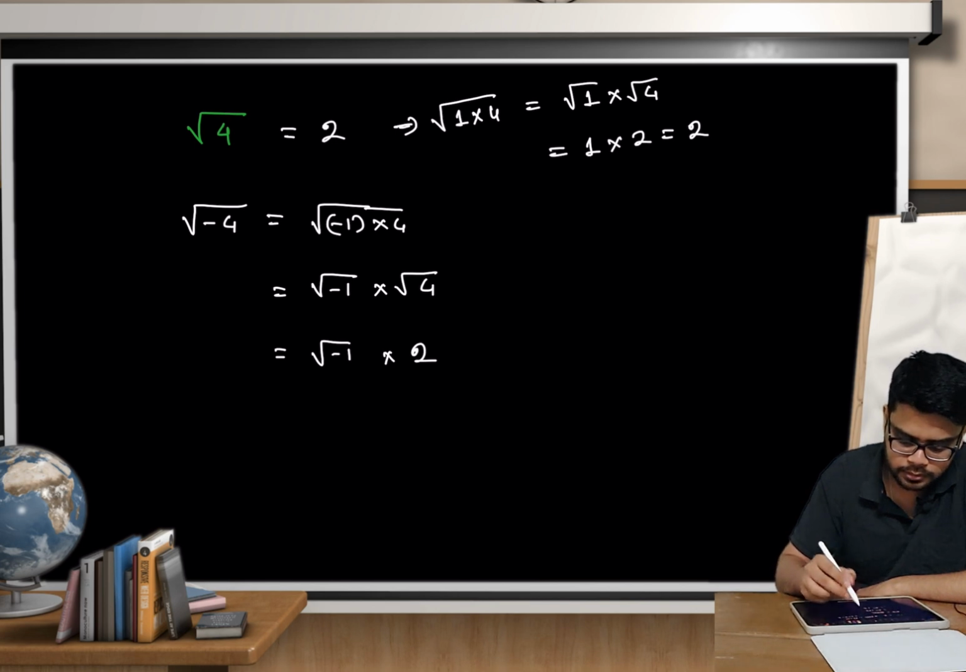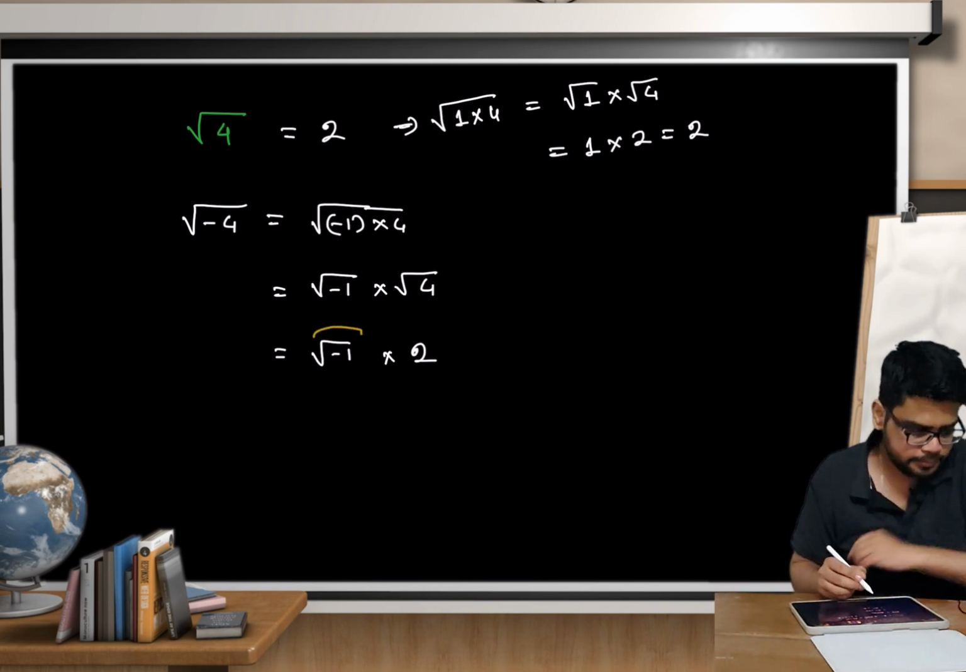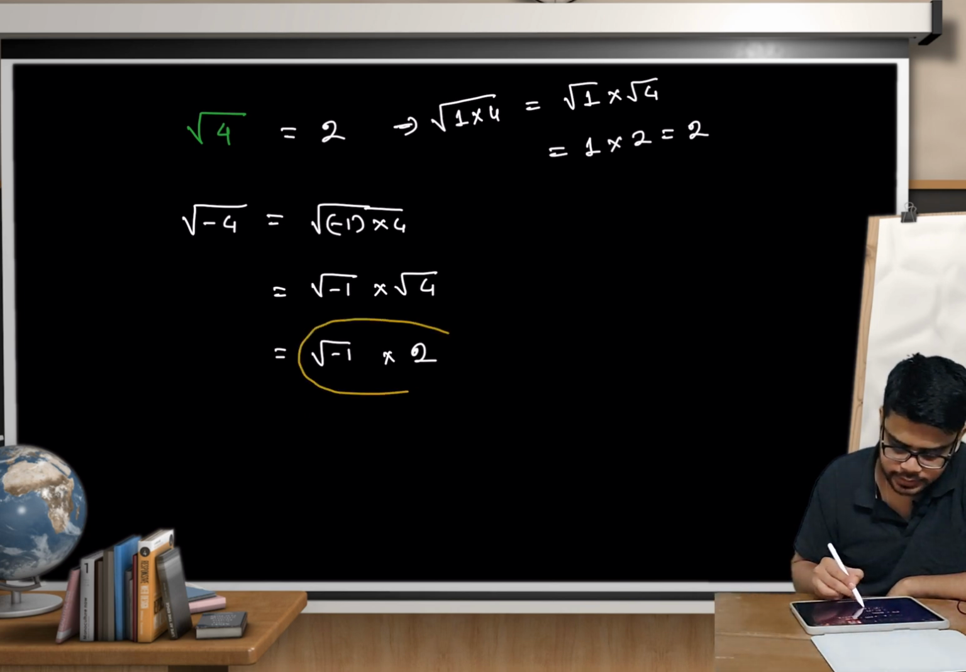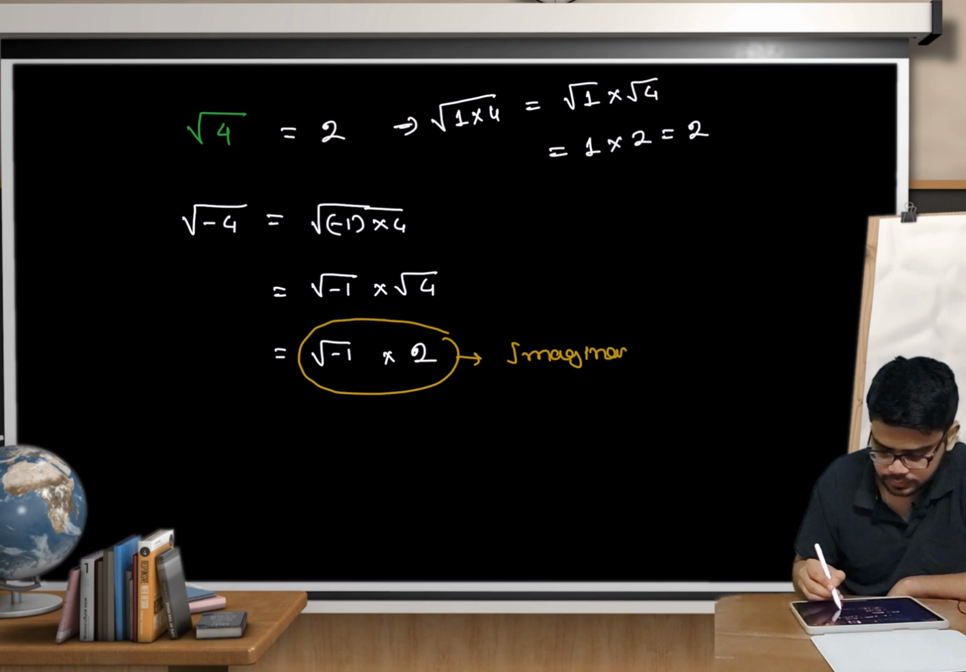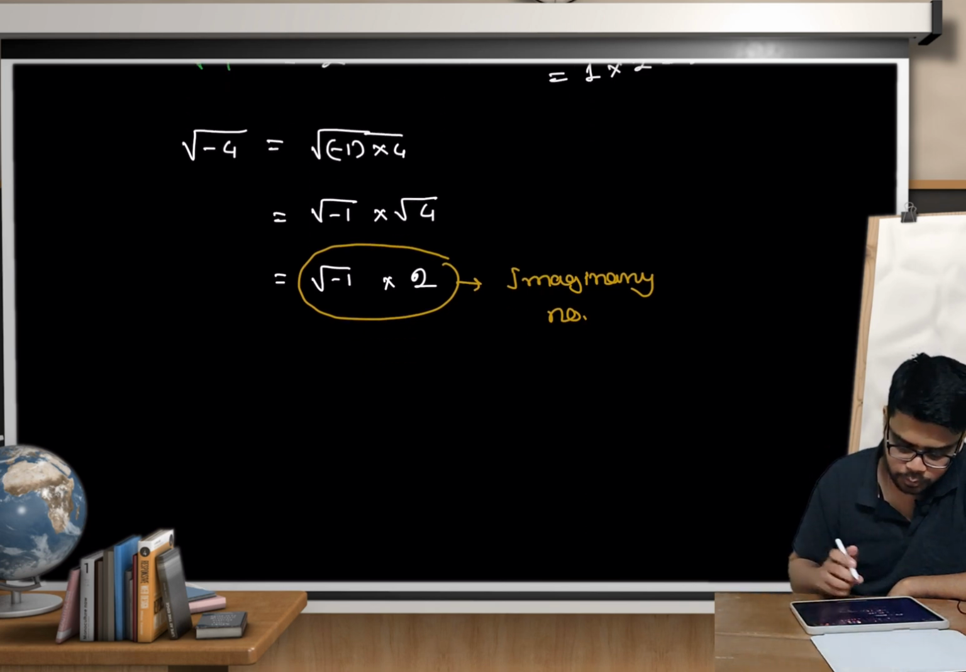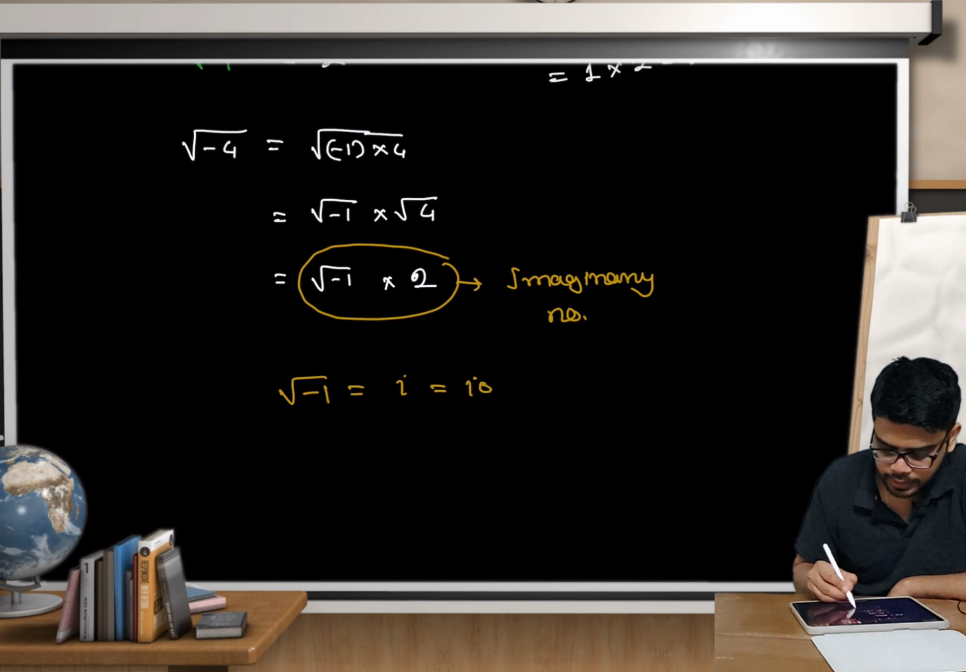So we can say that root over minus 1 is an imaginary number. We can say that this number is an imaginary number, because this number cannot be placed on a number line. And root over minus 1 has its own name, it is denoted by i, and i is nothing but iota.